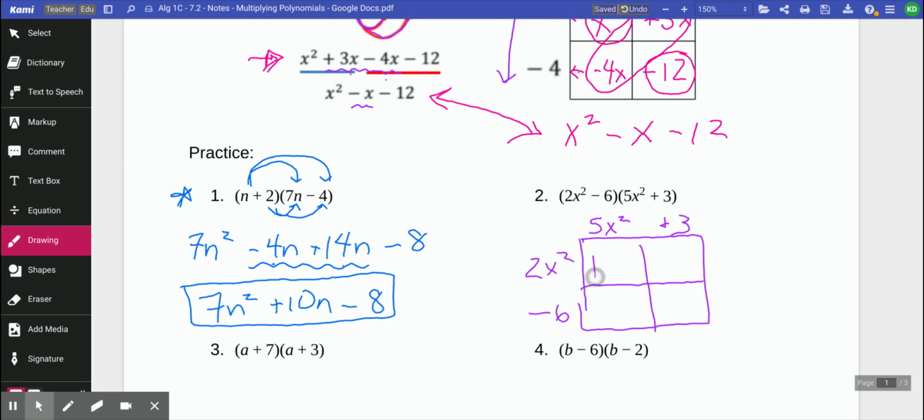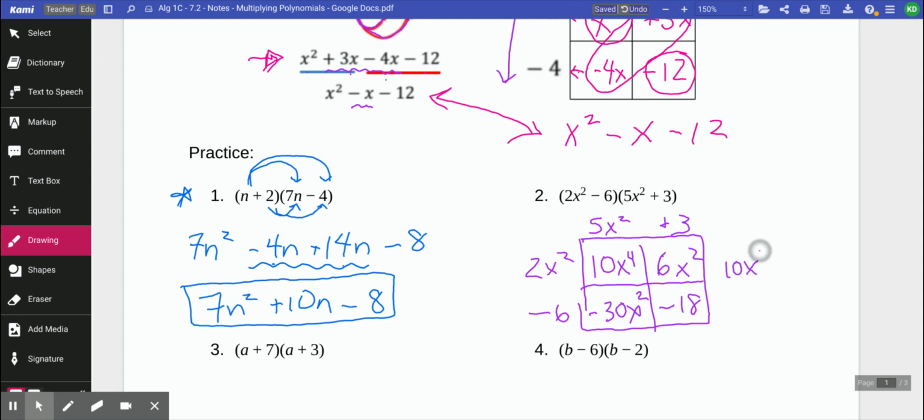2 times 5 is 10. X squared times x squared is x to the 4th. Next box is 2 times 3 is 6 and x squared. Bottom left is negative 6 times 5, so that's negative 30, and we have x squared. And then negative 6 times 3 is negative 18. Make sure you keep your signs in there, okay? And now we're just going to write our answer.